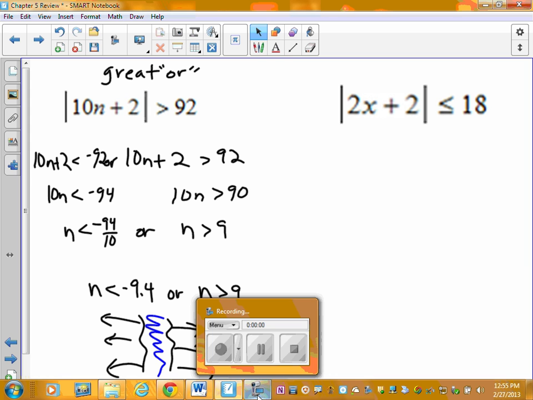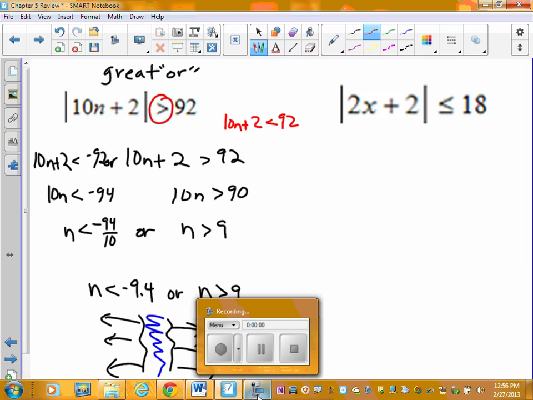Right, right there, where it starts. The original starting problem sets up everything. If this original starting problem was 10n plus 2 is less than 92, if it was an absolute value problem, then I would set it up completely different because of the way the original problem set up. That's what I mean by this greater than. When it's less than, you set it up like this. When it's greater than, you set it up with the word or in it. And so you know that's how your final solution could work.